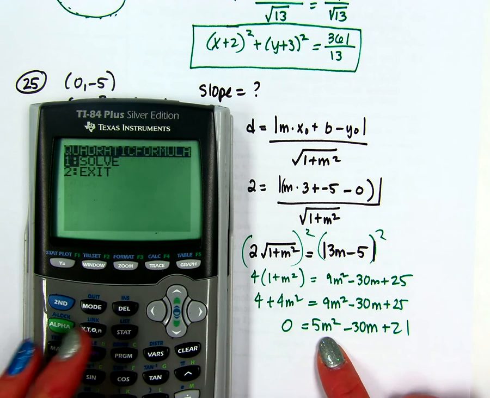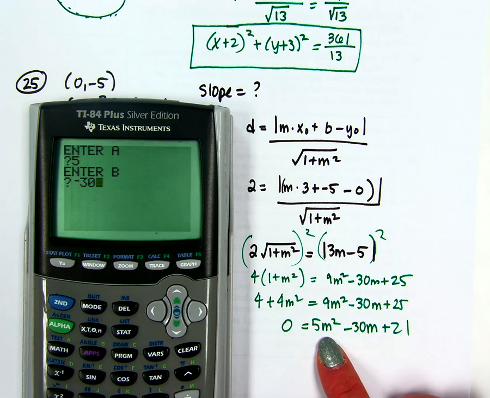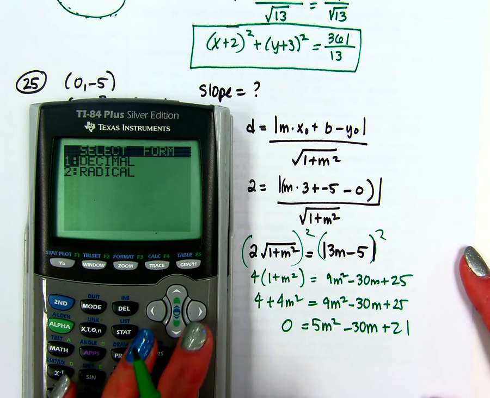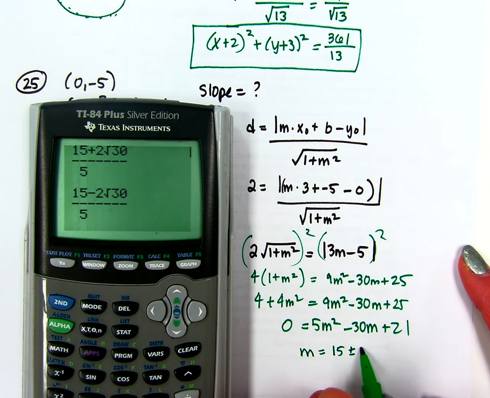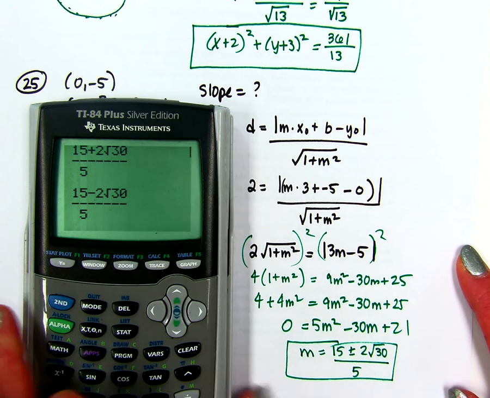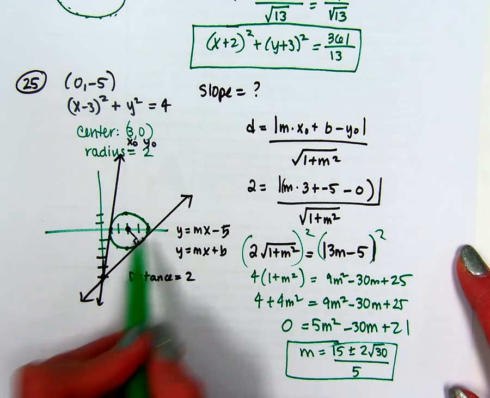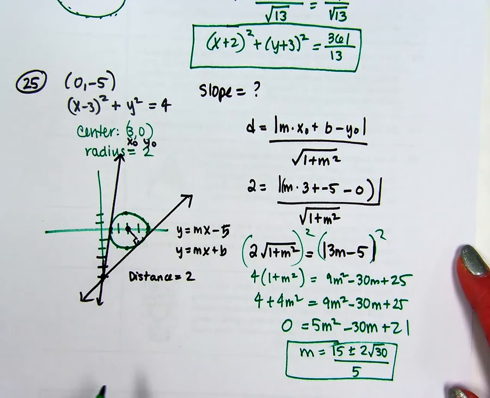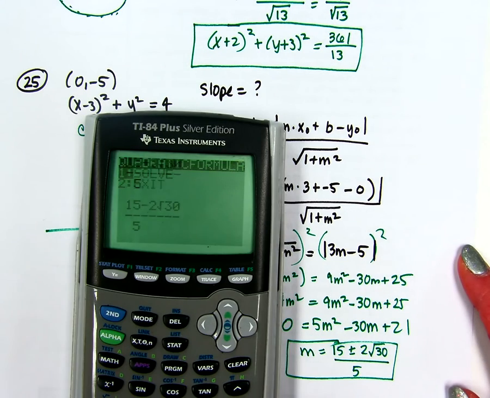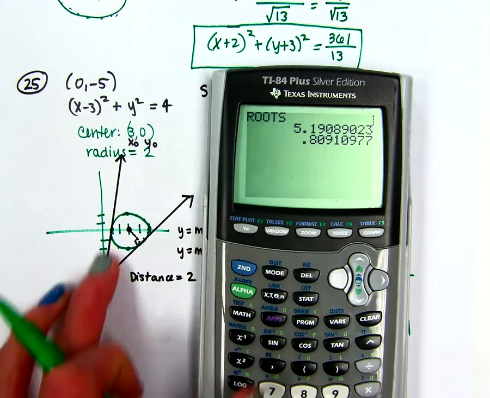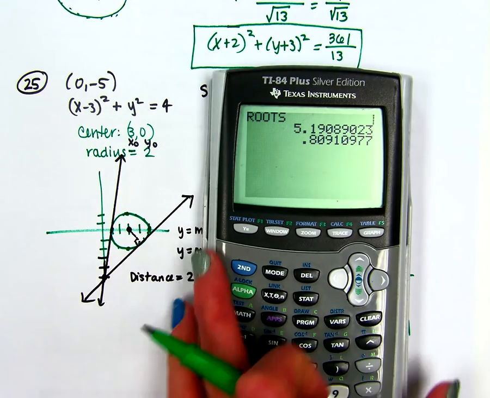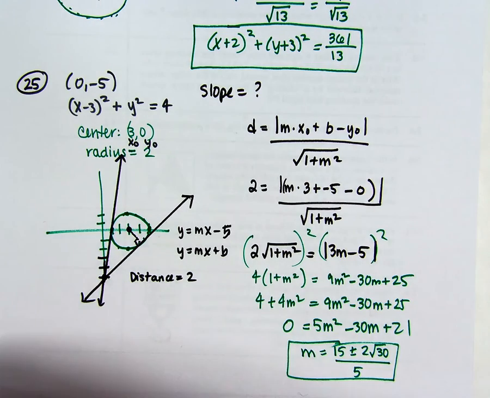All right, so A, B, and C are 5, negative 30, and 21. And I'm going to do a radical. So I have m equal to 15 plus or minus 2 root 30 over 5. And there are 2 answers, because remember there were 2 tangent lines. This one has the positive slope. This one also is positive. If you needed to see it as a decimal, we could do 5, negative 30, and 21, and choose decimal this time. So this one has a slope of 5, that's the steeper line. This one has a slope of 0.8, the less steep line. All right, one more problem, and then we are all done.